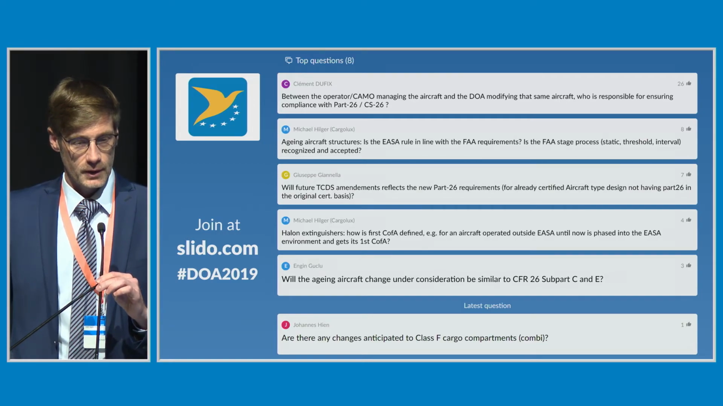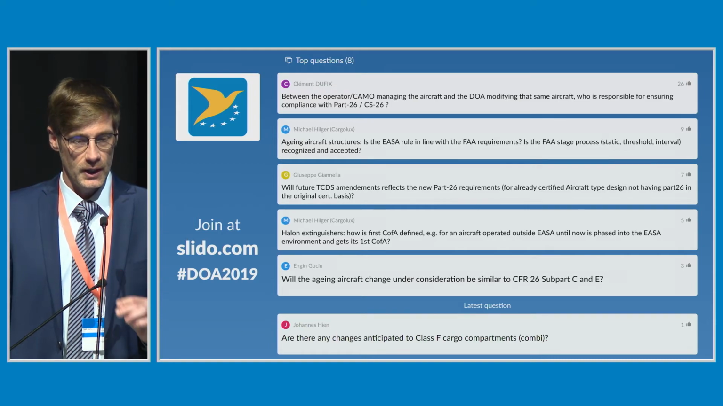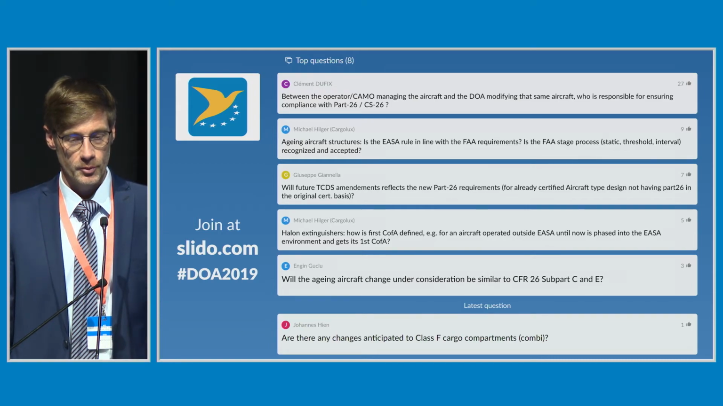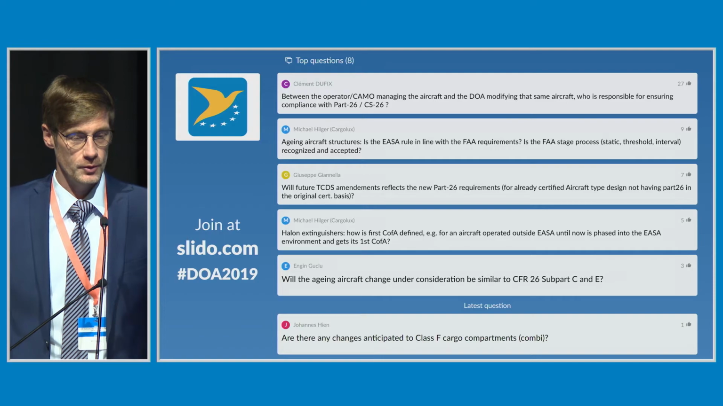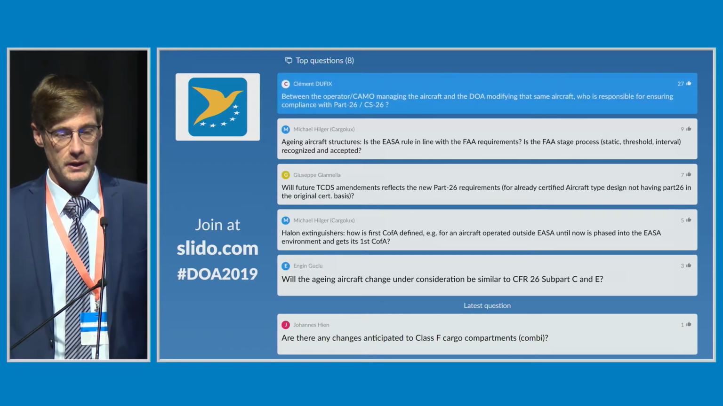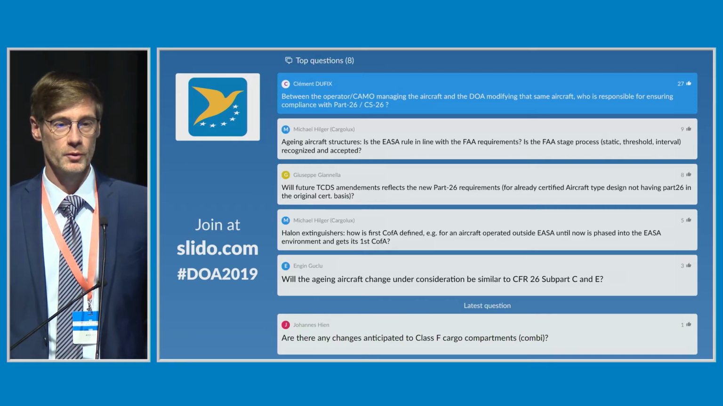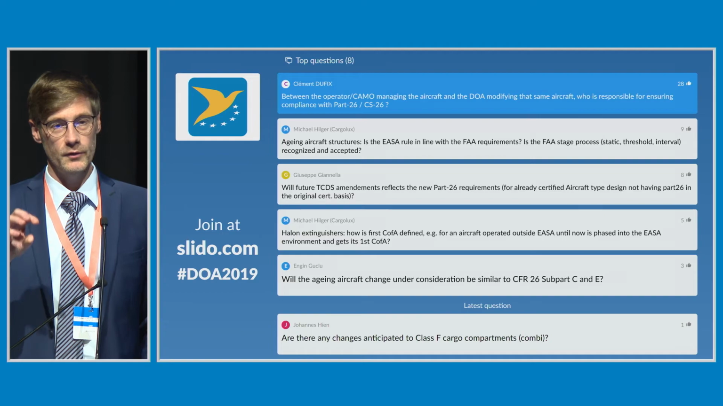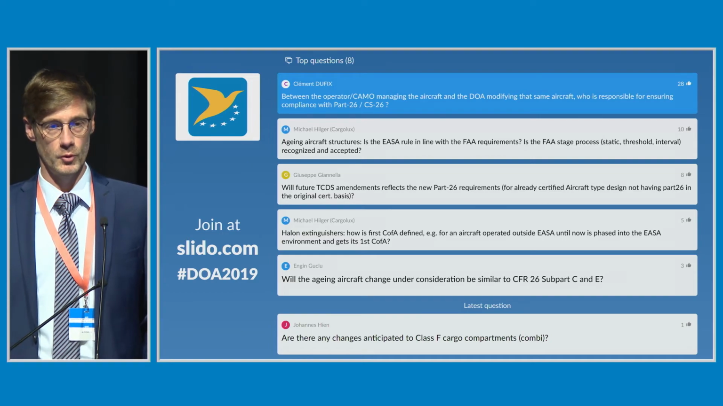Between the operator and the CAMO managing the aircraft and the DOA modifying the same aircraft, who is responsible for ensuring compliance with Part 26, CS26? It's predominantly the operator. And you will see it in Part 26 itself. We will always identify who is responsible for what.